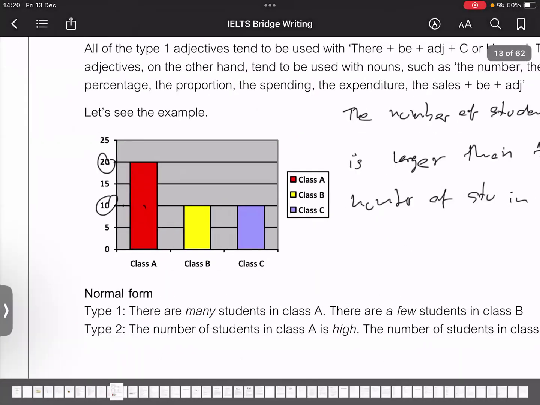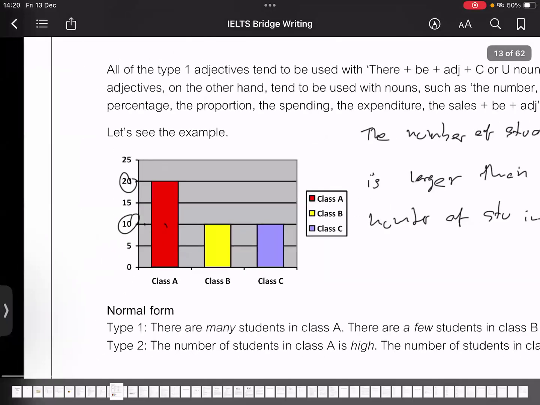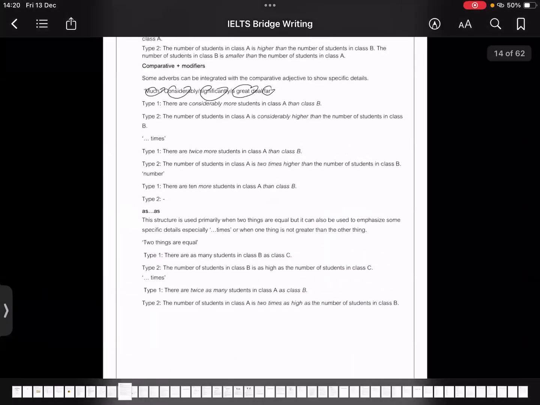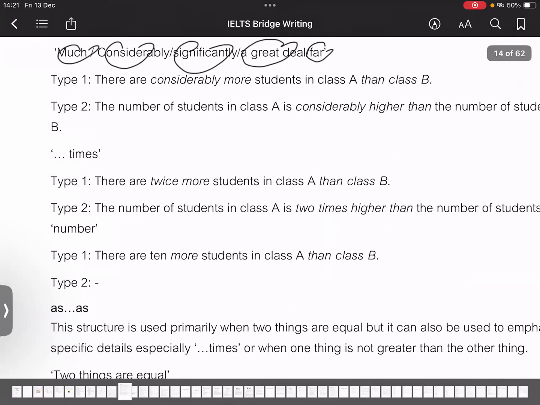So I'm going to describe the difference between class A and class B. In class A, there are 20. In class B, there are 10. So class A has 2 times more students than class B. You can also write it as there are 2 times more students in class A than class B. Like I said earlier, instead of using 2 times, you can use twice.